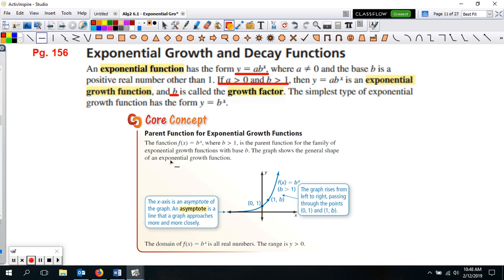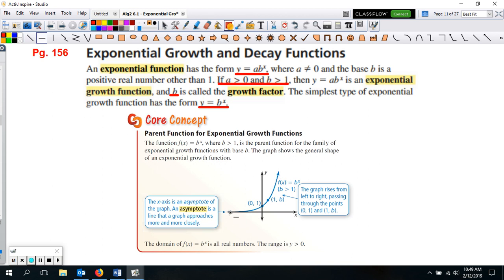So the parent function for exponential growth is just this right here. You can write this down next to it: f of x equals b to the x, where b is greater than 1, which means it's growth. It looks like a Superman ride graph if you look at the shape of it. If you remember the Superman ride from Magic Mountain, that's kind of what these exponential functions are going to look like. This one's going to be going up from left to right.